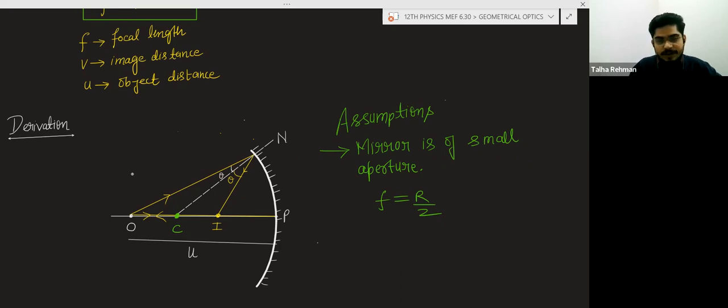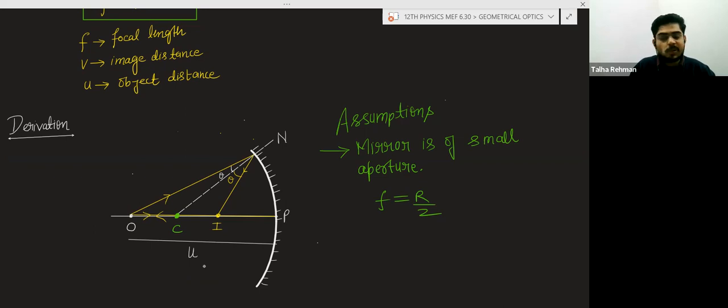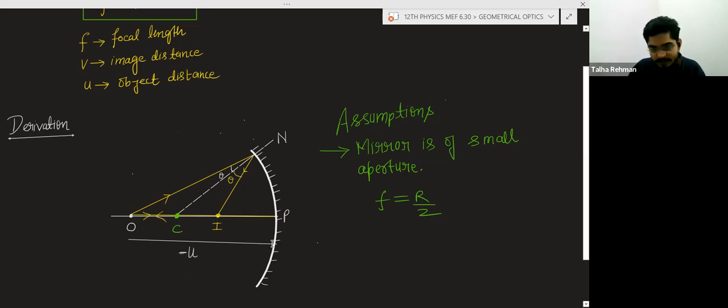And this you are measuring, now you can see this is the direction of the incident light, and you are measuring the distance in the opposite direction of the incident light. It means you will take this u as negative. So you can take this as minus u. Why am I taking this minus u? Because I am measuring the distance from the pole, the object is here, and I am measuring the distance in the opposite direction of the incident light. That is why the distance is negative.